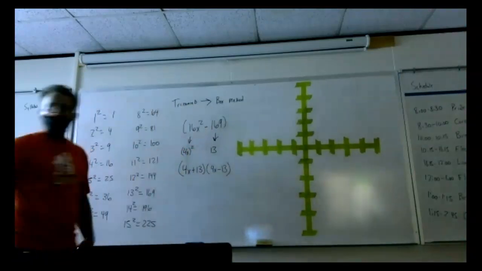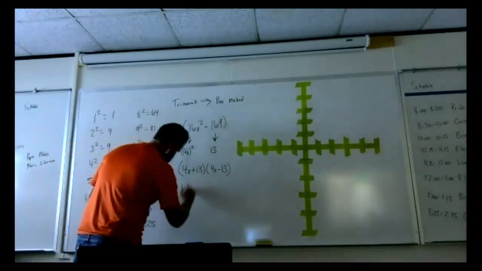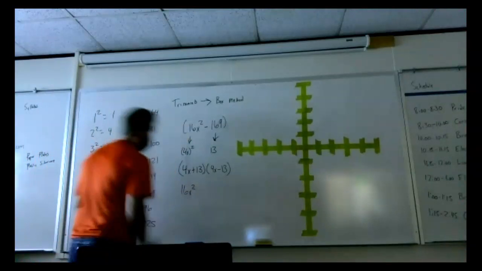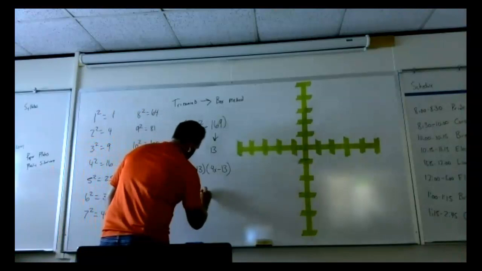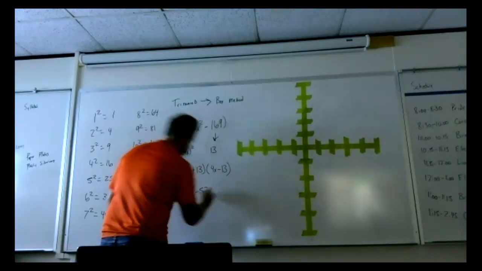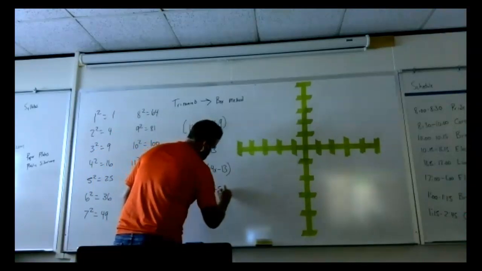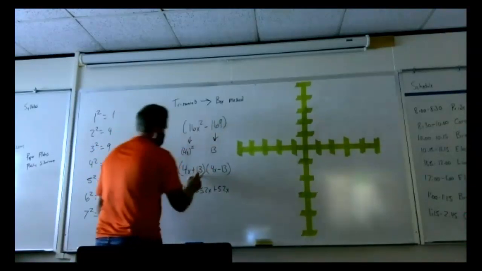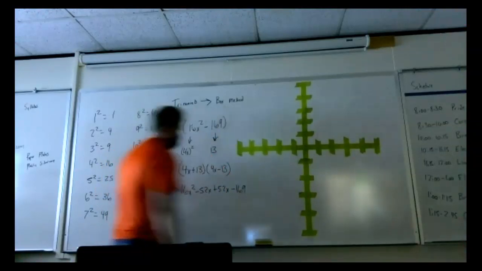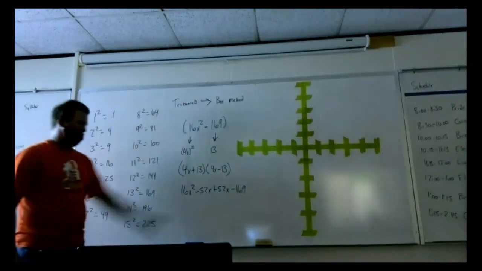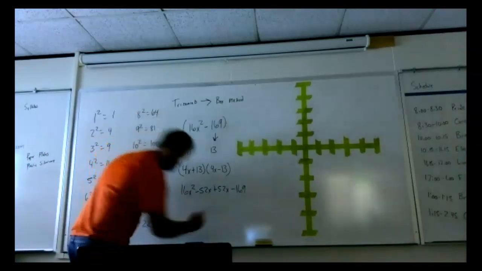And if we FOIL those to double check ourselves, 4x times 4x is 16x squared. 4x times a negative 13 is a negative 52x. 13 times positive 4x is a positive 52x. And 13 times a negative 13 is a negative 169. When we combine like terms, our negative 52x and our positive 52x are going to cancel out.